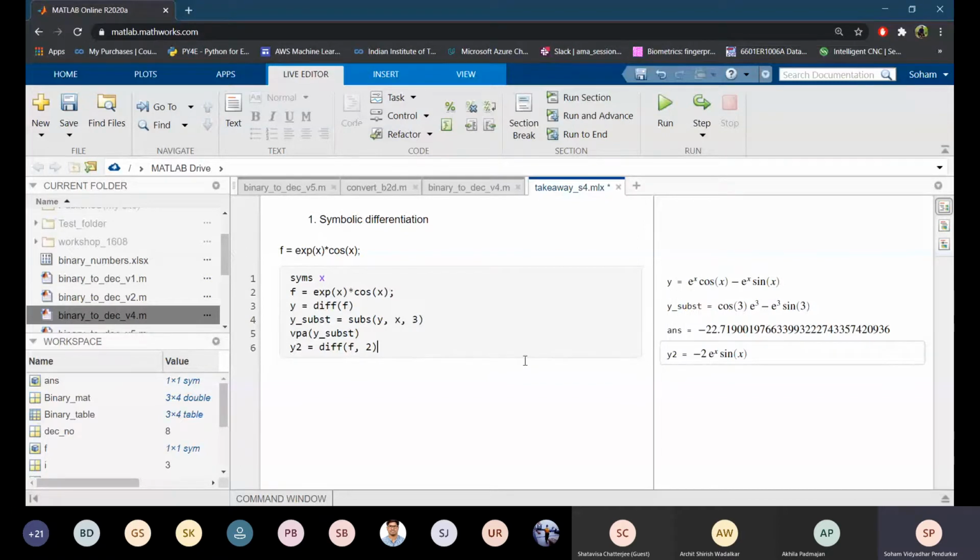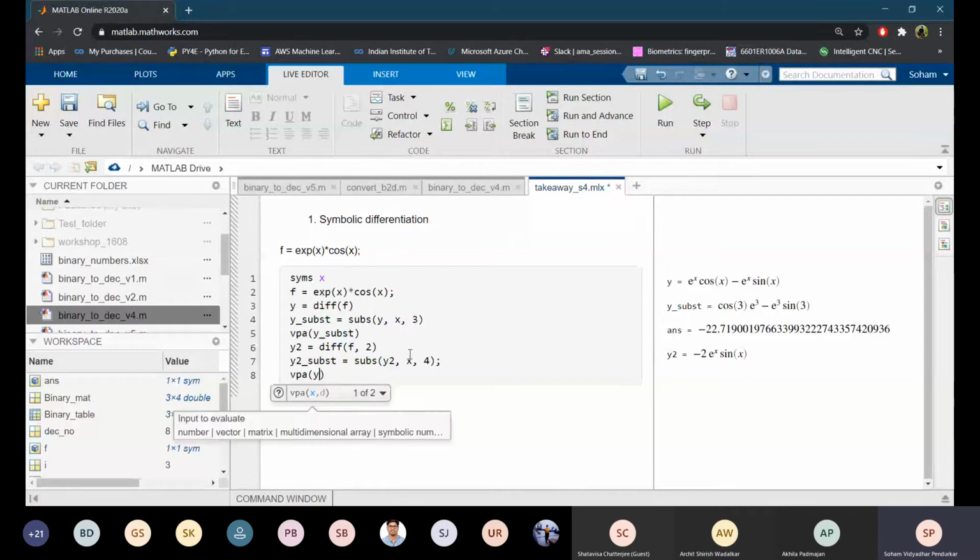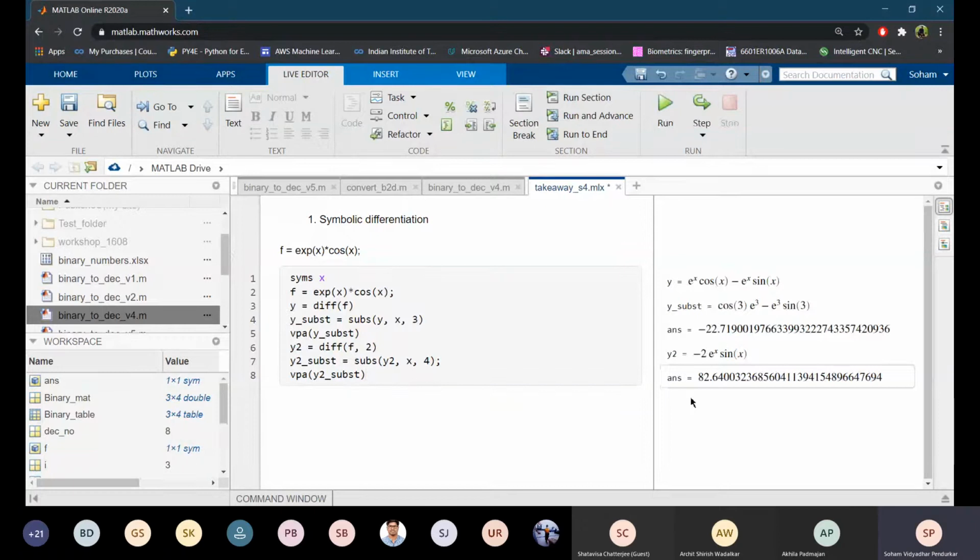Okay. So if you differentiate this, now if you do a substitution, y2 substitute is equal to subs. Now you have to substitute in y2, not y. And what you want to substitute, x, with a value, let's say 4, and put a semicolon just to avoid printing, and then vpa y2 substitute. Okay, so this is the answer we get. Again, a very large precision. So okay, is this clear now? How to use the symbolic toolbox?